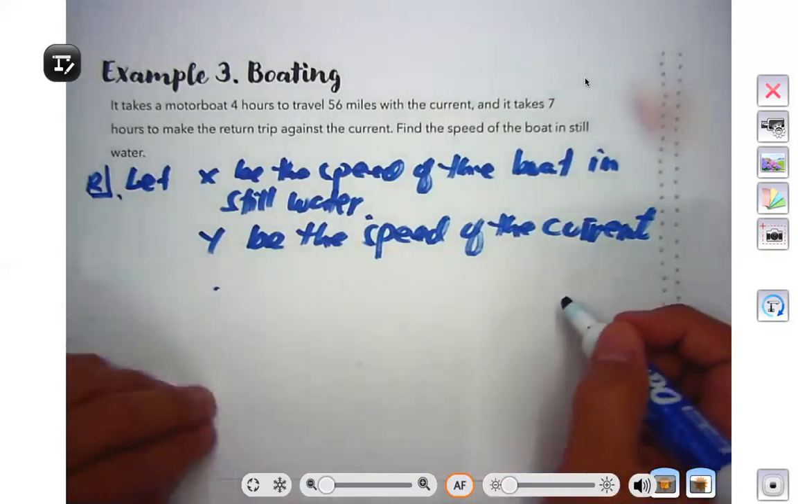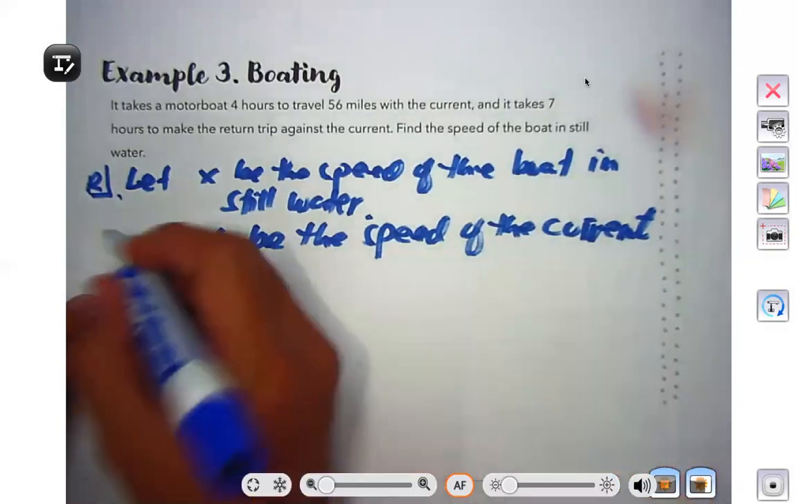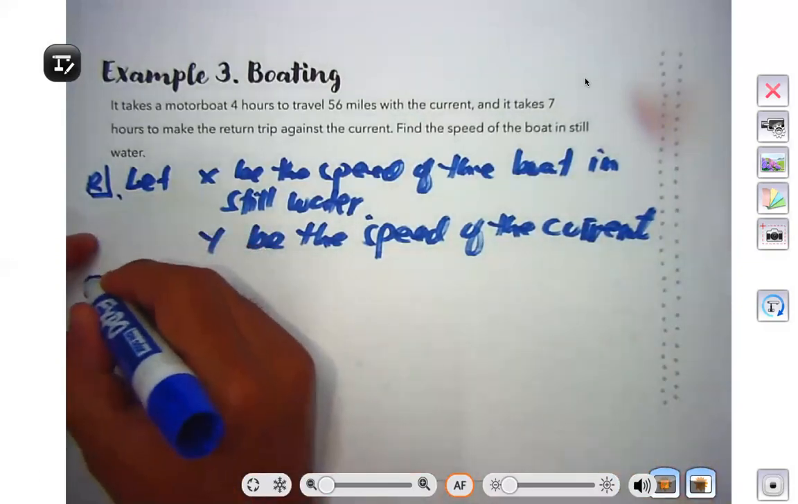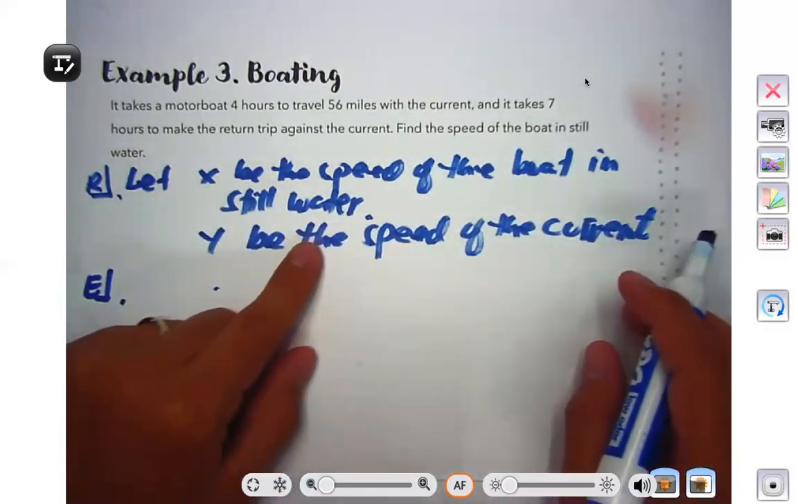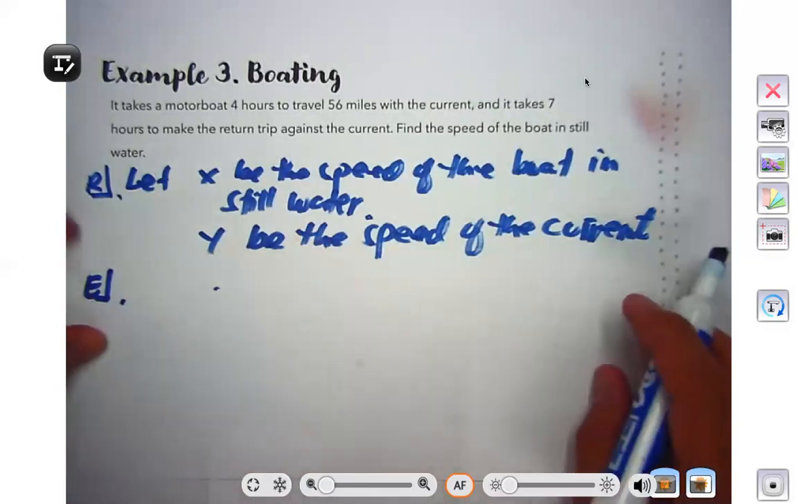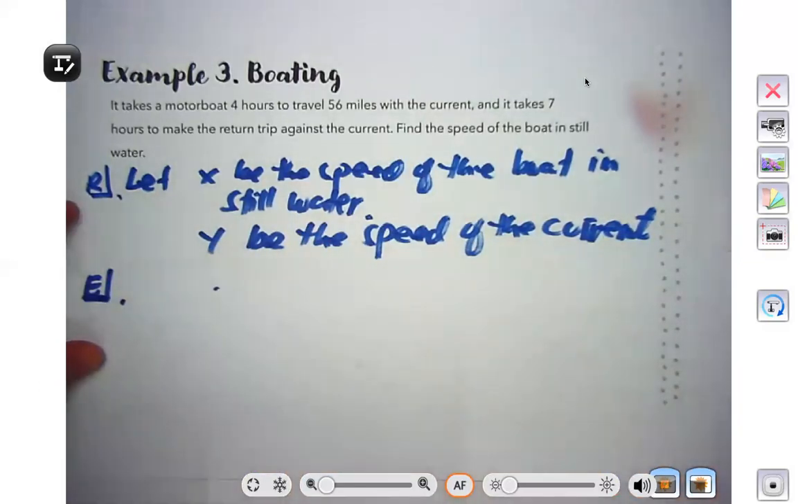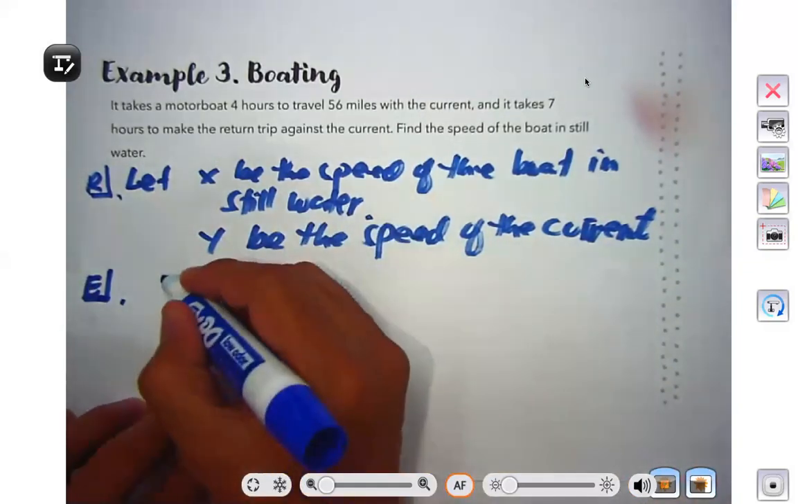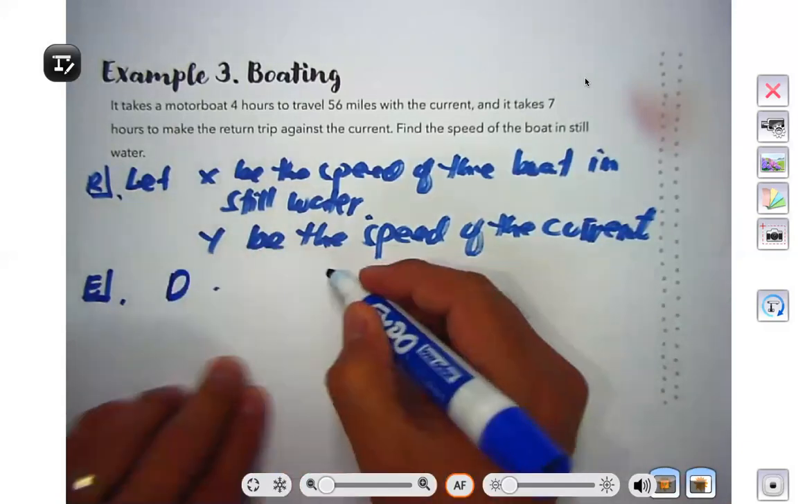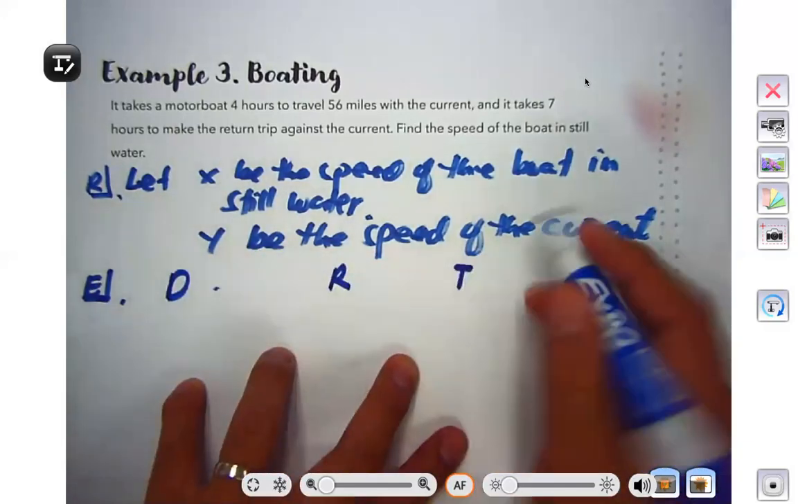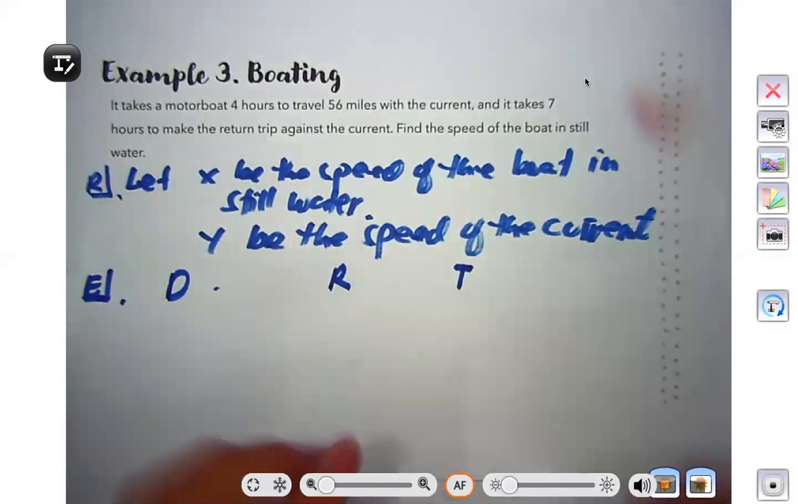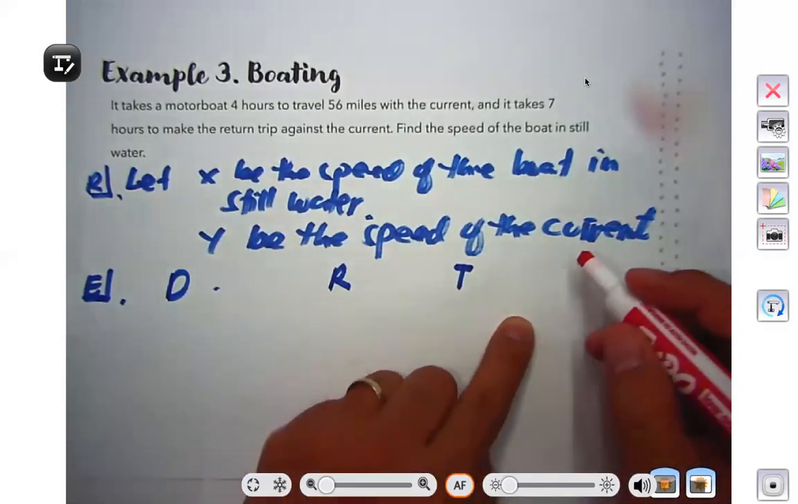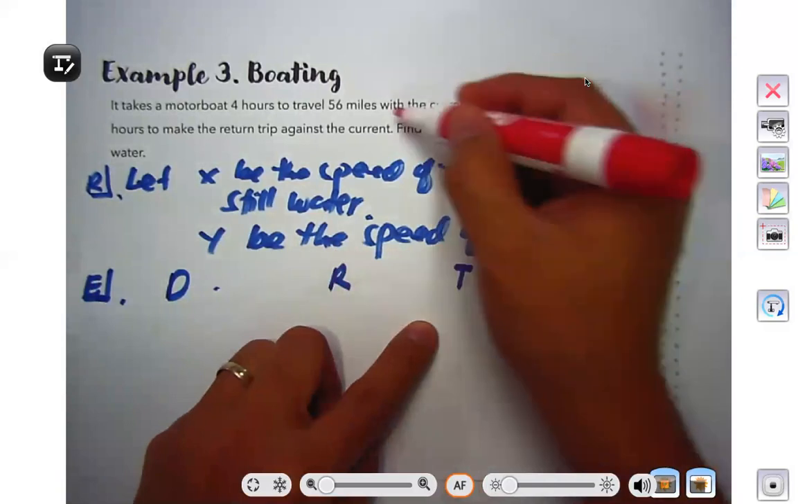And now we have to find the equation. What's our equation here? In order to find the equation, we need to create a table, just like what we did in our problems about downstream and upstream, where we create a DRT table. Remember that? DRT. Do we know the distance? All right, let's put the distance here. First one would be with the current.